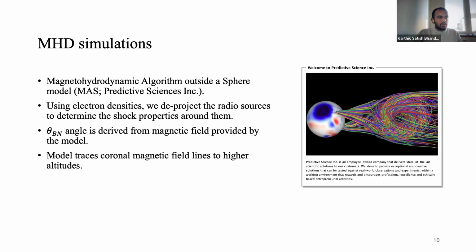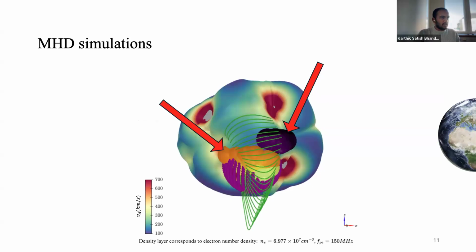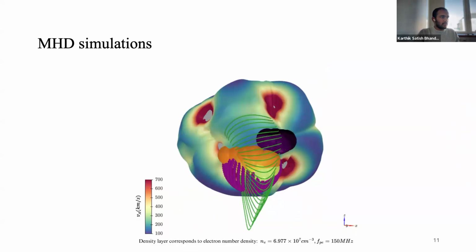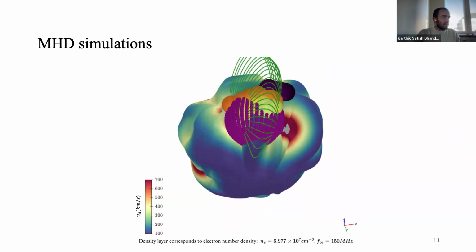So moving ahead to the results, there's a lot to unpack in this image. What we are looking at is a density isosurface. This is a constant density surface, which is associated with the 150 megahertz harmonic type of emission. And these are the radio sources which were deprojected using the density isosurface. And what we see is they lie in the region of low Alfvén speed.